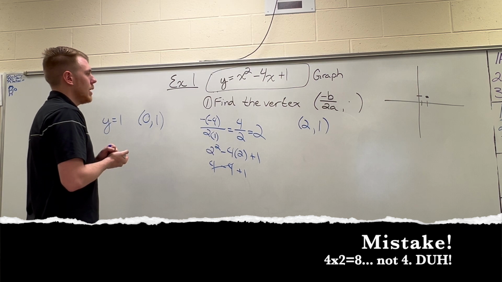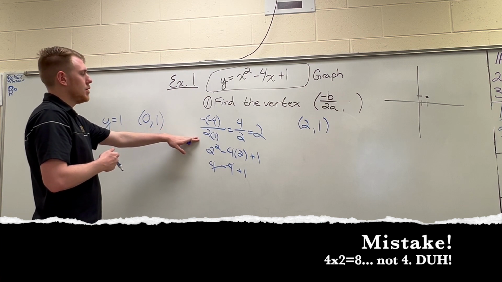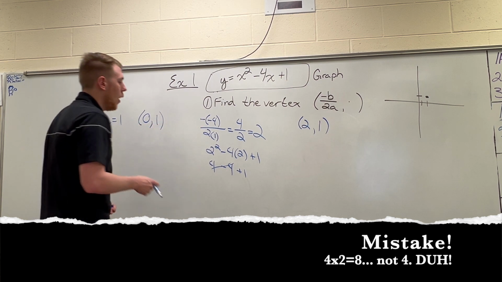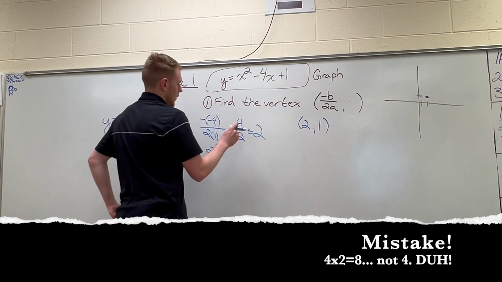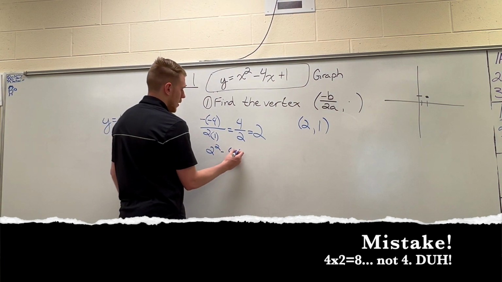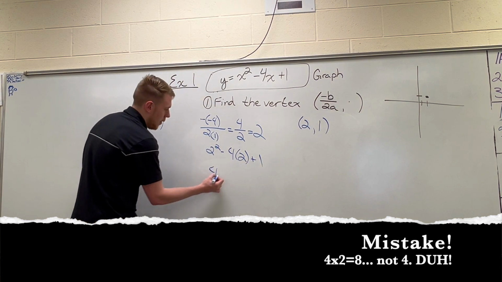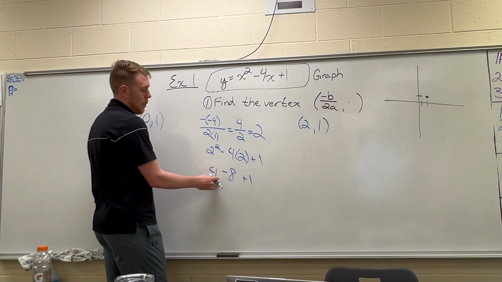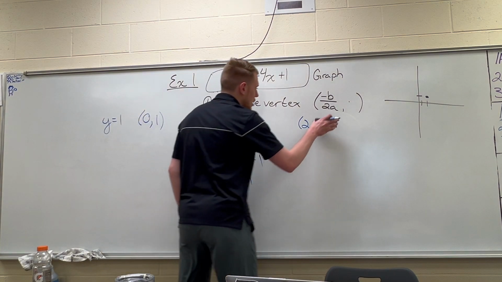Did we mess up our vertex? Negative b becomes positive 4. 2 times a is 2. We find 2 squared minus 4 times 2, there we go, plus 1. So, 4 minus 8 plus 1. My apologies. So, 4 minus 8 is negative 4, plus 1 is negative 3. There we go. My point is 2, negative 3.